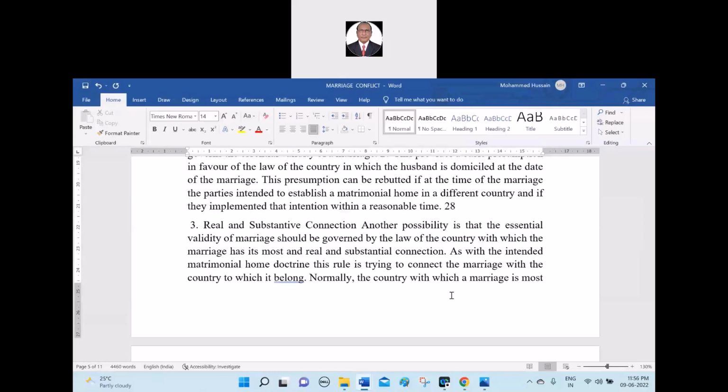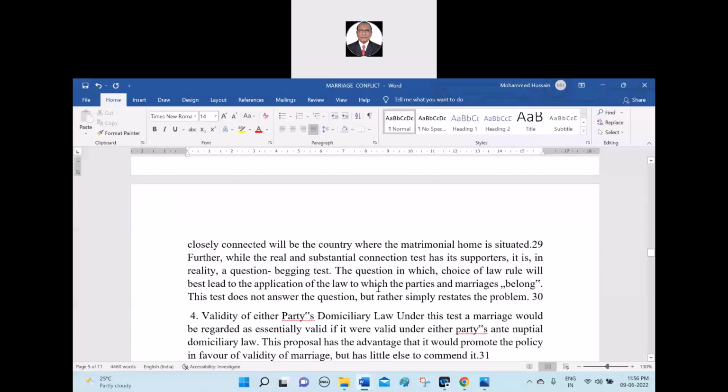As with the intended matrimonial home doctrine, this rule is trying to connect the marriage with the country to which it belongs. Normally, the country with which the marriage is most closely connected will be the country where the matrimonial home is situated. So, most connected with the country means where they were born, where they have grown up, where they are doing their employment, and that country is most closely connected with the country where the matrimonial home is situated. If they want, they can change also, because there is nothing permanent.